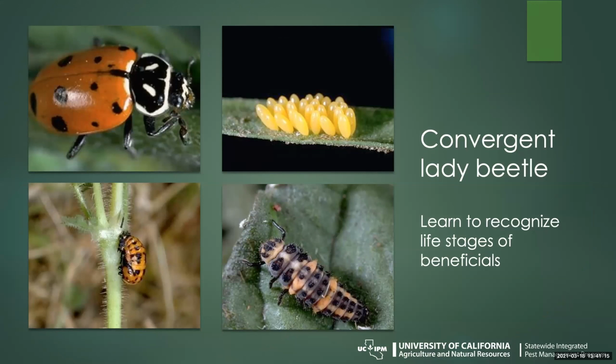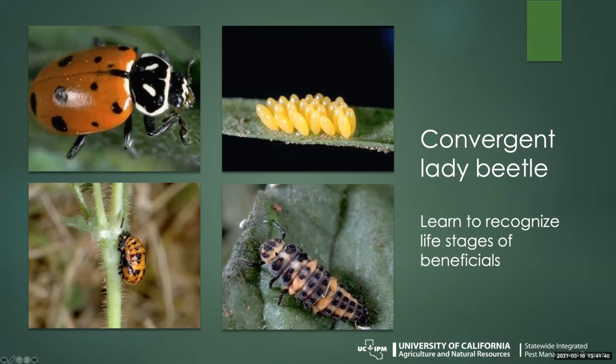And those are the convergent lady beetle. They are named convergent because of these two lines that are on this covering over its head. These two lines converge, and so the beetle was named the convergent lady beetle. So they are really easy to find in the garden, and you can also recognize the life stages.